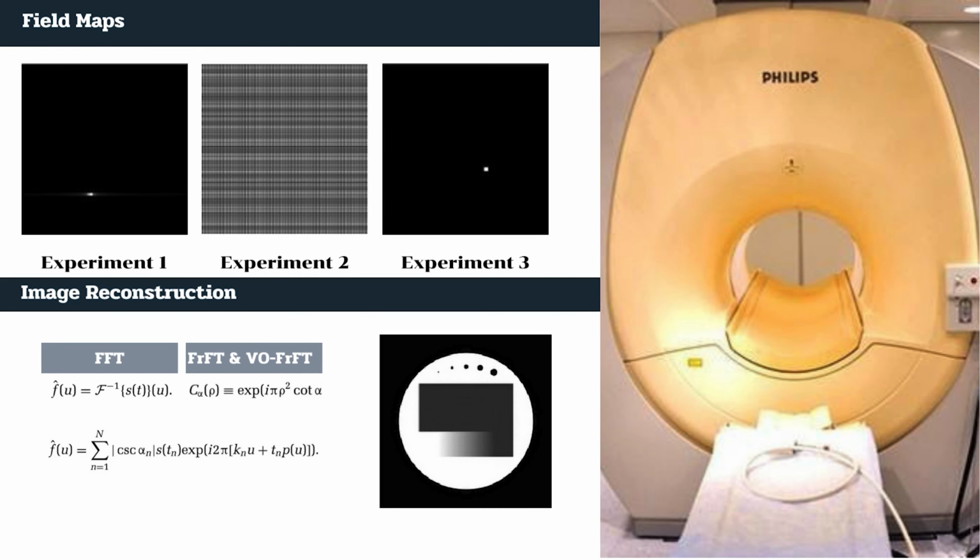Field map. For these three experiments, the field map was measured from three images with different TE, which was determined along with the structural reference of the experiment.